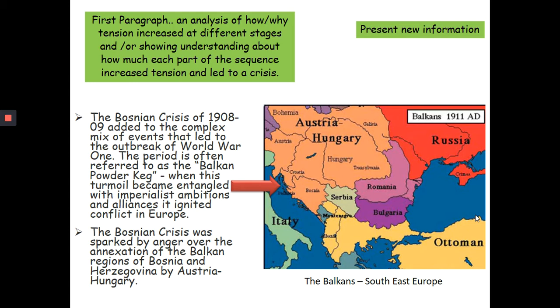Now, a powder keg, of course, is a barrel of gunpowder, and when this turmoil became entangled with imperialist, that means empire-building, ambitions and alliances, it was ready to ignite, that means to explode, in the Balkans. The Bosnian crisis was sparked by anger over the annexation of the Balkan regions of Bosnia and Herzegovina by Austria-Hungary. The annexation means taking over territory, especially when nobody's asked you to.